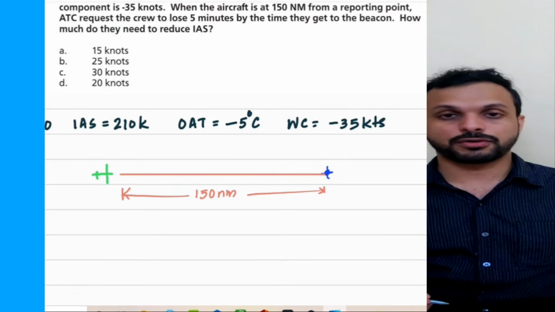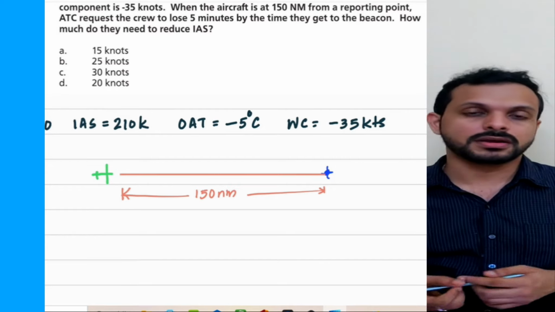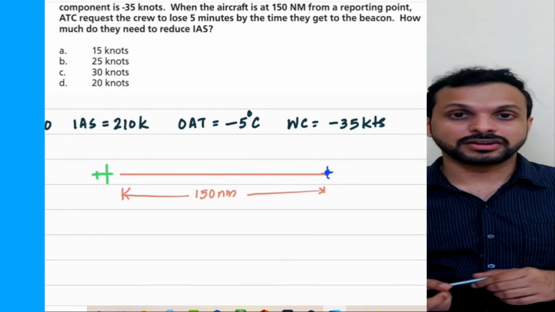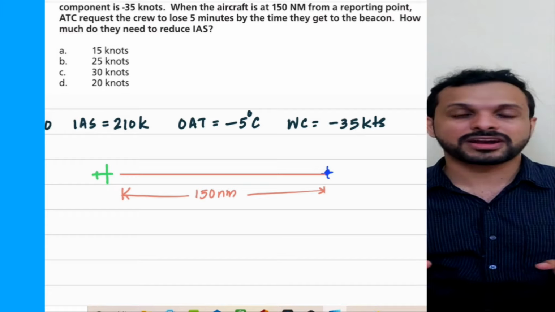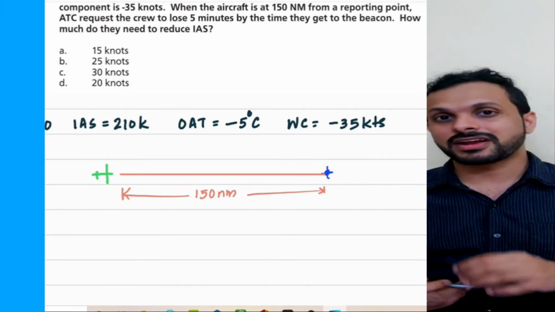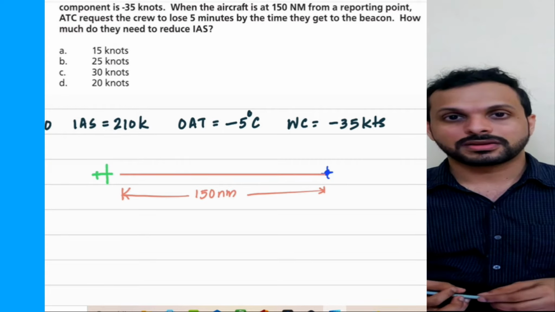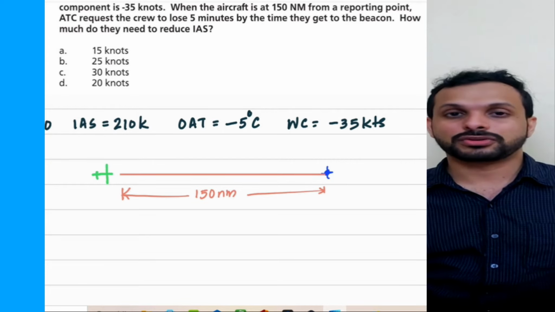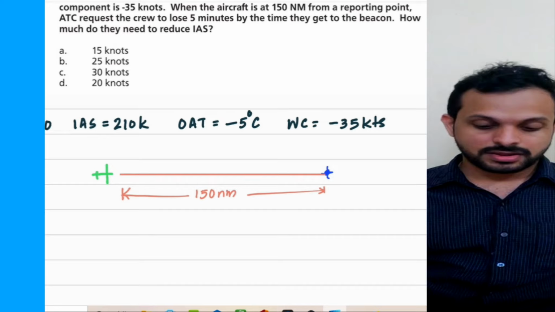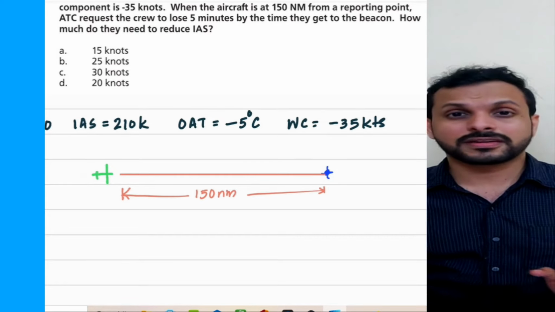I'm going to draw the top view of that. So while the aircraft is 150 nautical miles to the destination or to the beacon, the ATC advises the crew to lose some time so that they can be delayed by 5 minutes by the time they get to the beacon. And obviously, to get delayed by 5 minutes, you have to reduce your ground speed, right? The lesser the speed, the more you take to reach there, and hence the delay. All right, so it's looking at the ground speed basically, because time estimates are all connected to ground speed.